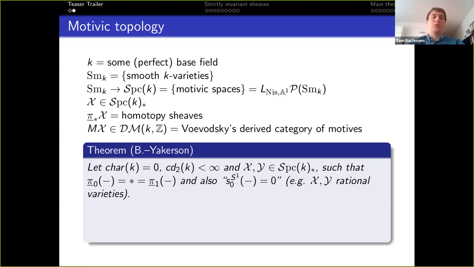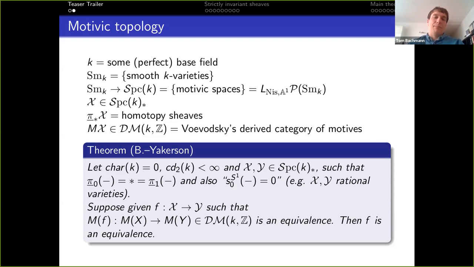And I would also assume that the so-called cohomological two dimension is finite. So for example, you could take an algebraically closed field like C, or you can take the Gaussian numbers Q(i), but you cannot take Q, for example. And again, things can be said about this, but let's concentrate on the simplest case. And the sort of statement which we want is that if you have some map between spaces which induces an equivalence on the motives, then it was an equivalence of motivic spaces, right? And the challenge is to put some conditions on our spaces to make this true.